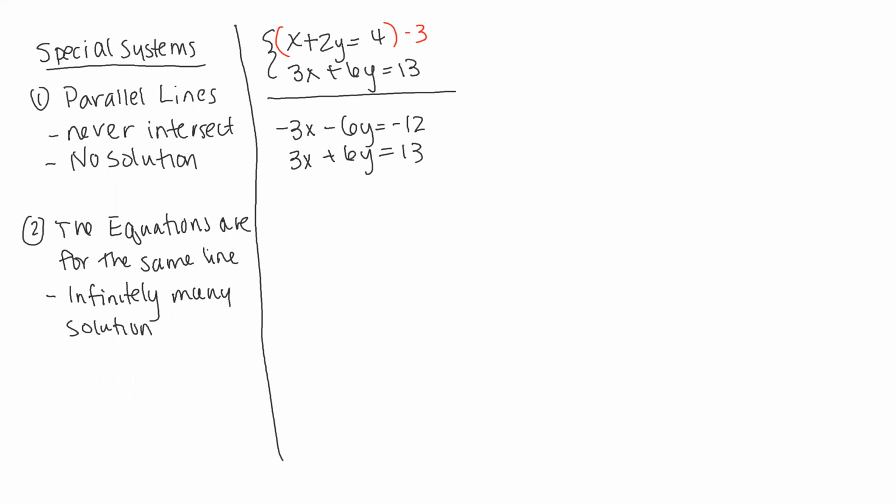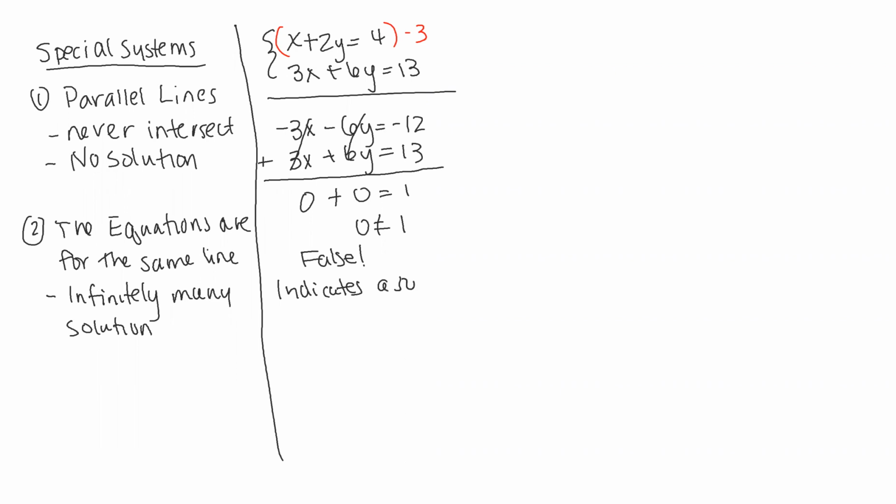And if you look closely, now when we go to add the two equations, the x's cancel, but the y's also cancel. So the x's cancel to become 0, the y's cancel to become 0, and then -12 plus 13 is just 1. So I get 0 equals 1, but that's not true. That's false.